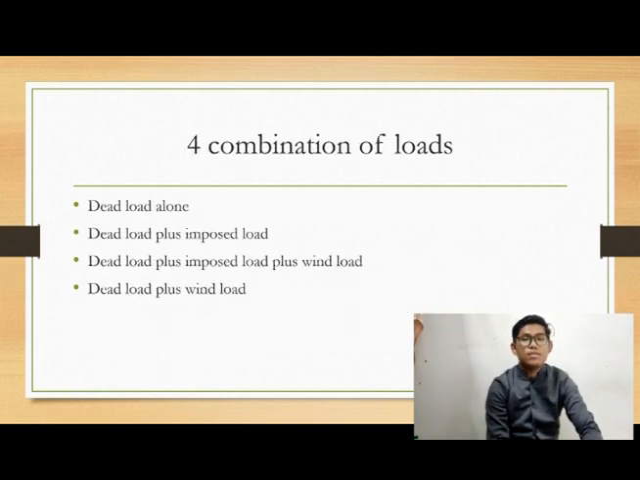Next is the combination of load. The four combinations of load are dead load alone, dead load plus imposed load, dead load plus imposed load plus wind load, and dead load plus wind load.